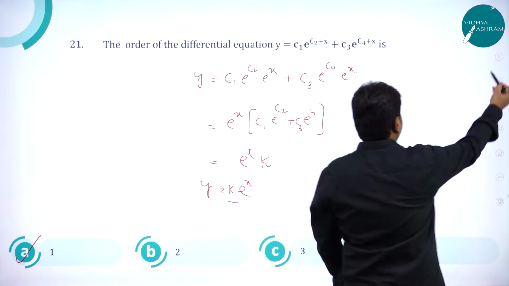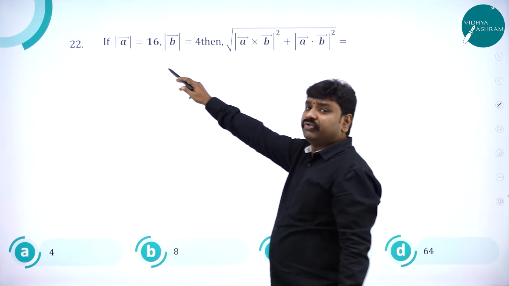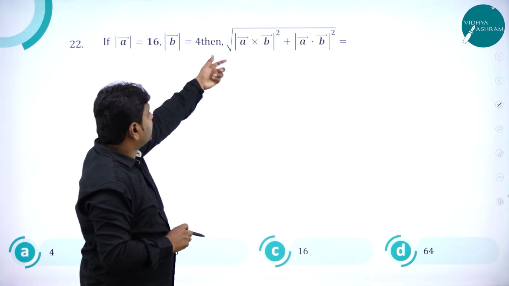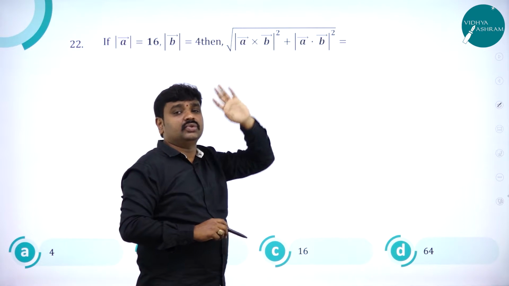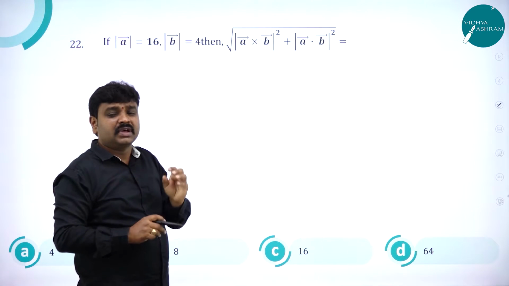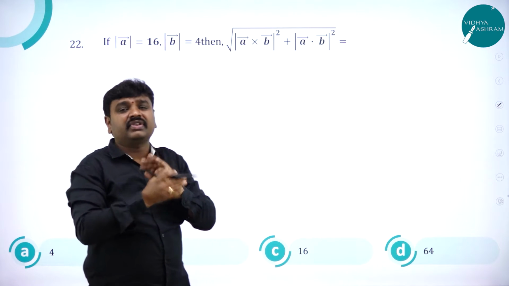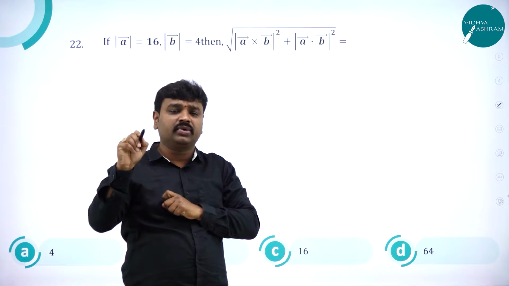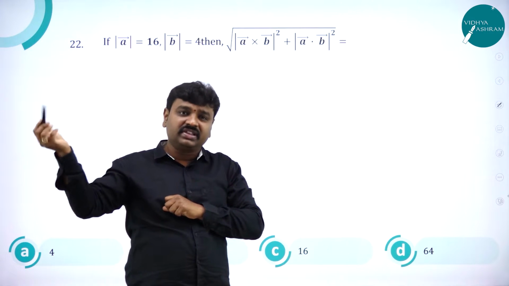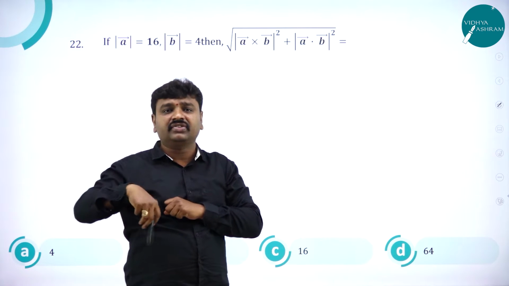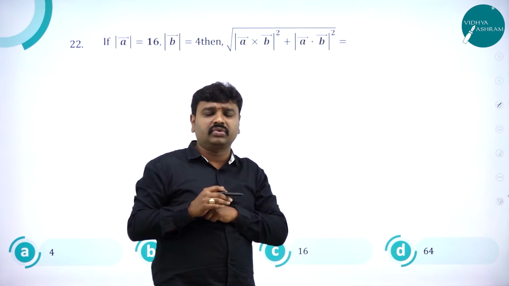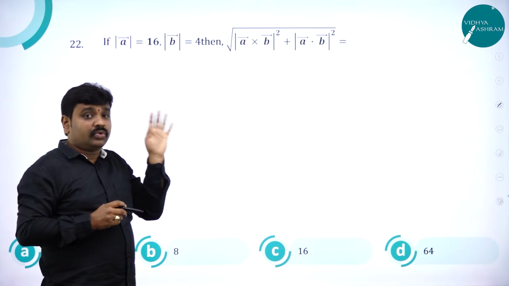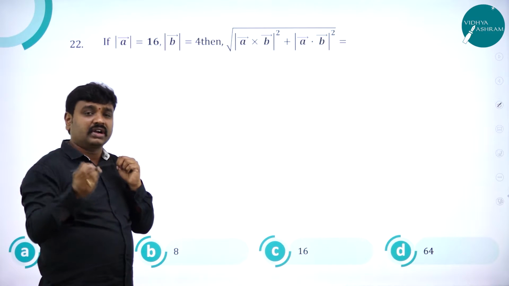Next we have: magnitude of vector A is 16, magnitude of vector B is 4, then root of magnitude of A cross B the whole square plus magnitude of A dot B the whole square. Very interesting and important. Generally we don't use the relation between A cross B and A dot B. All of you know A dot B is what? Magnitude A, magnitude B cos theta. A cross B is magnitude A, magnitude B sin theta, and squaring and adding and rearranging, sin square theta plus cos square theta is 1. Like that we have to rearrange, but don't waste your time on all those things. Please add one more important result between cross product and dot product in your memory.